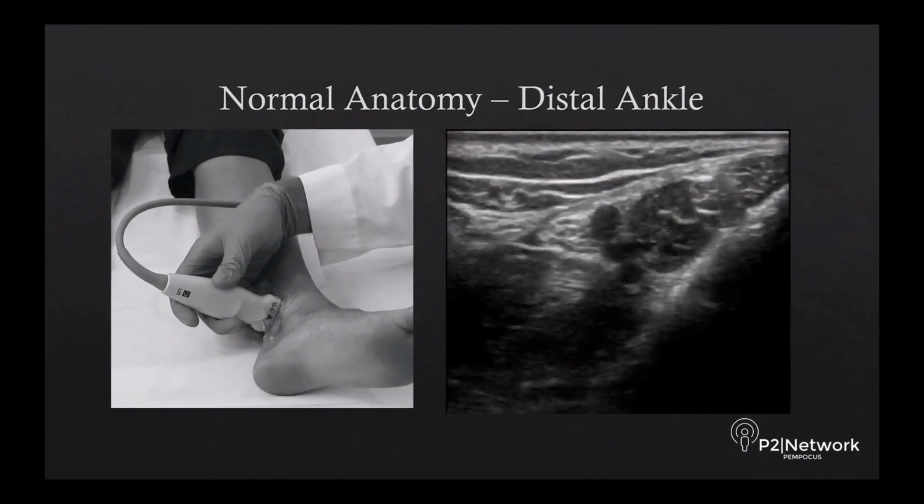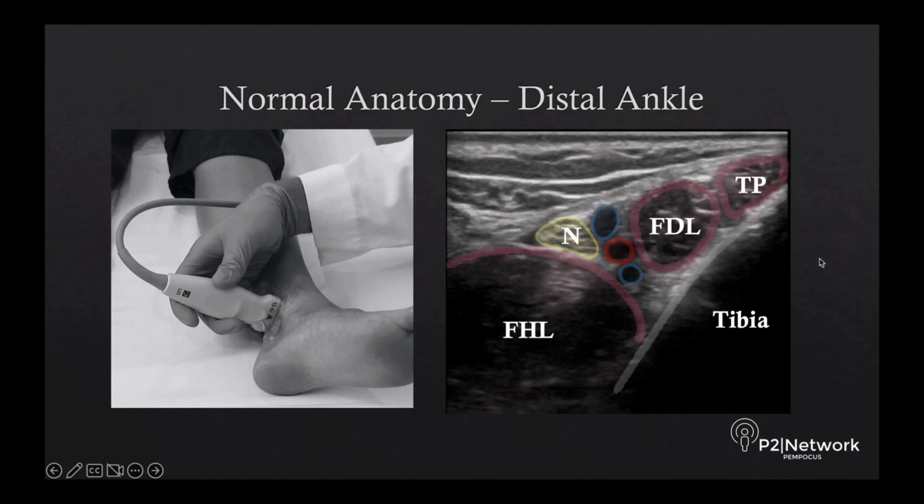Next up, we're going to discuss the normal anatomy. Here we have the normal anatomy shown at the distal ankle. We're in a transverse approach, probe marker oriented posteriorly towards the patient's Achilles. On the right, you can see the ultrasound view of the anatomy that is highlighted here. We have our hyperechoic cortex of the tibia on screen bottom right.